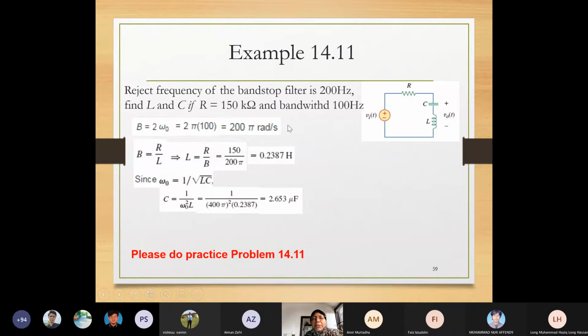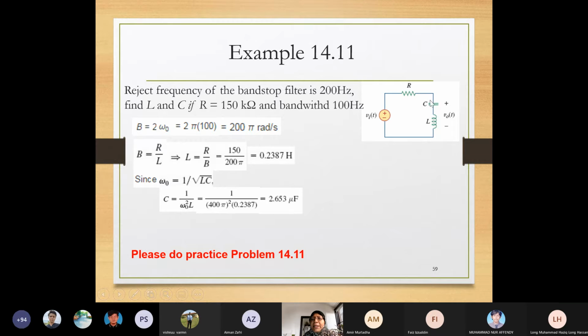Okay, so from here you will be able to calculate the required capacitor and inductor in order to make the circuit have a bandwidth of 100 Hertz and the reject frequency at 200 Hertz.